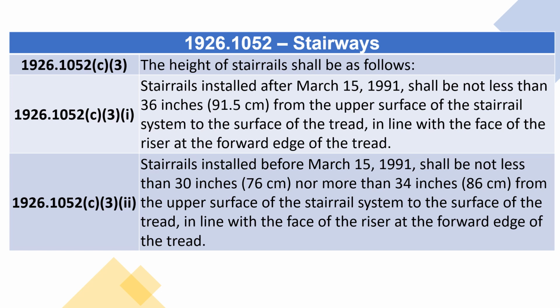1926.1052 C3 I. Stair rails installed after March 15, 1991, shall be not less than 36 inches, 91.5 centimeters, from the upper surface of the stair rail system to the surface of the tread, in line with the face of the riser at the forward edge of the tread. 1926.1052 C3 2. Stair rails installed before March 15, 1991, shall be not less than 30 inches, 76 centimeters, nor more than 34 inches, 86 centimeters, from the upper surface of the stair rail system to the surface of the tread, in line with the face of the riser at the forward edge of the tread.